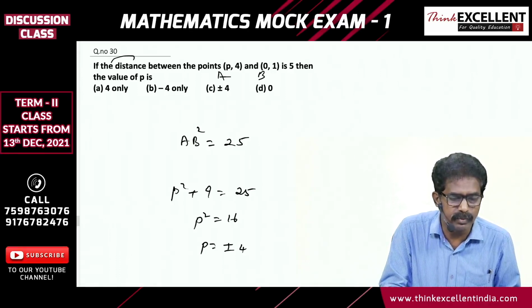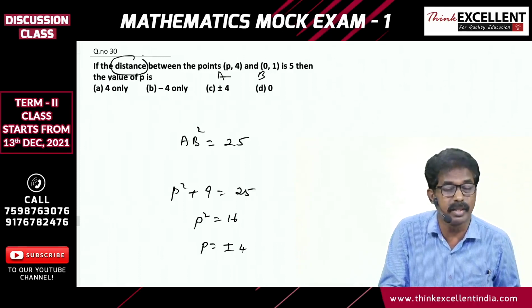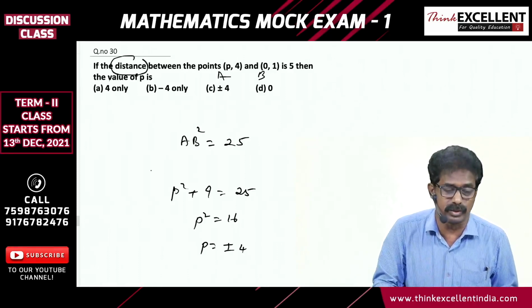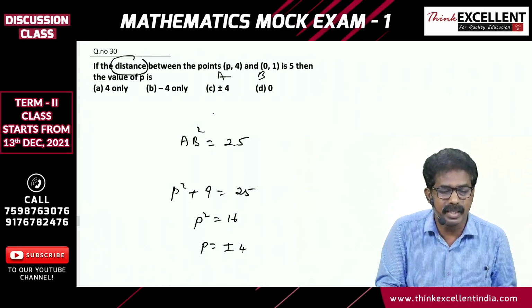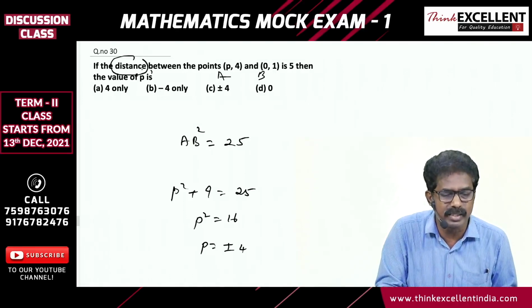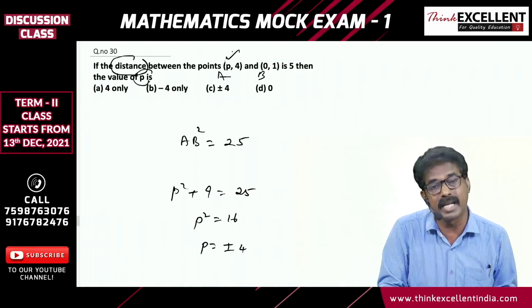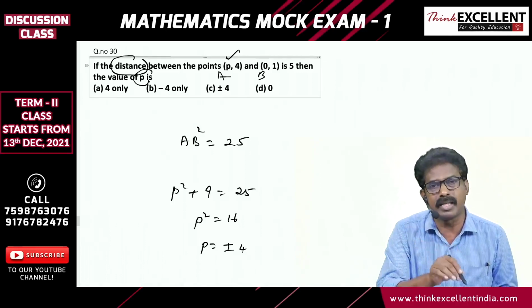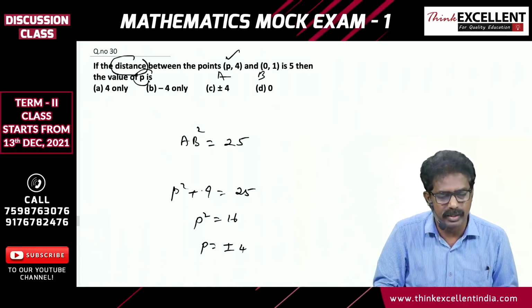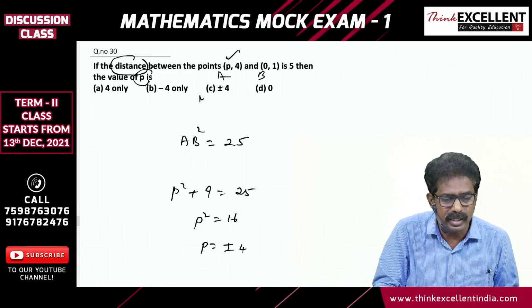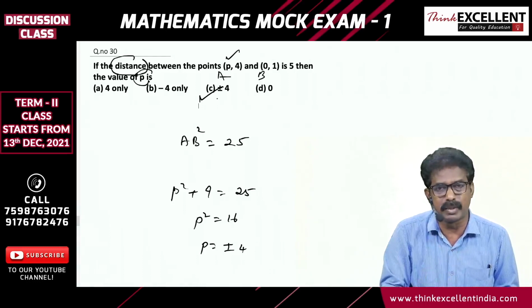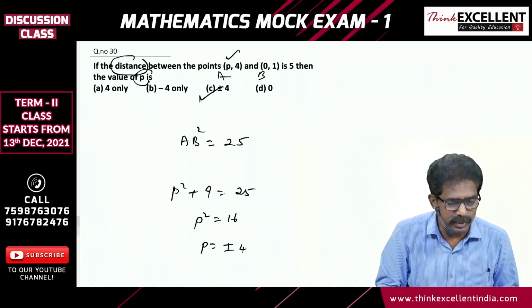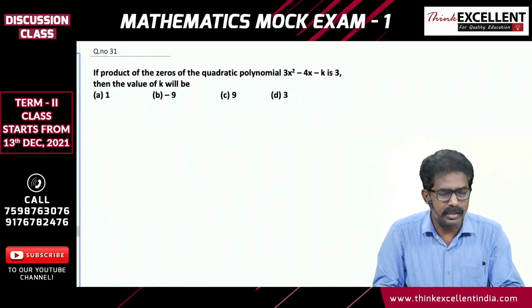Sometimes we think the word distance must be positive only, and sometimes the first option they give is like that. But here they didn't ask you to find the distance. The value of P is one coordinate. The point's coordinate can be positive or negative, right? So plus or minus 4 is the correct answer. Suppose they ask you to find the distance. There you don't put plus or minus, you take positive only. Okay, that's question number 30.